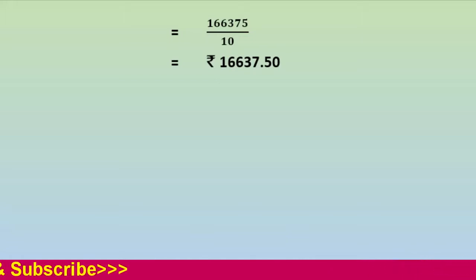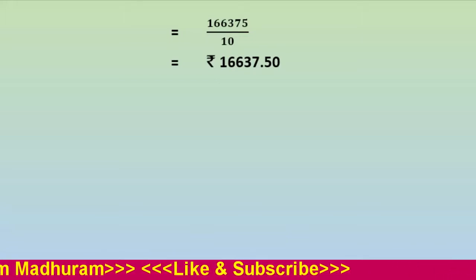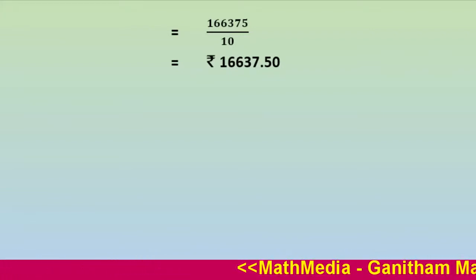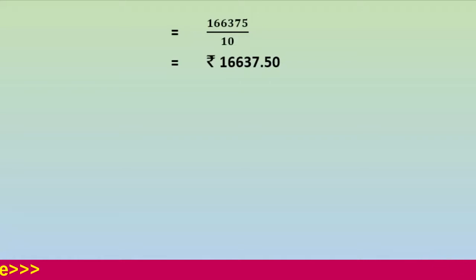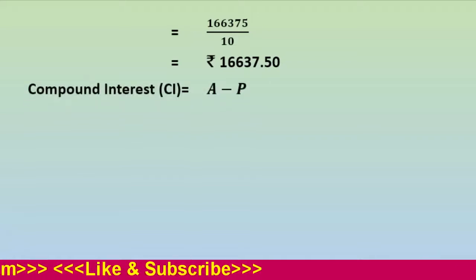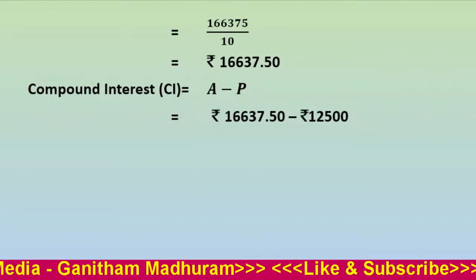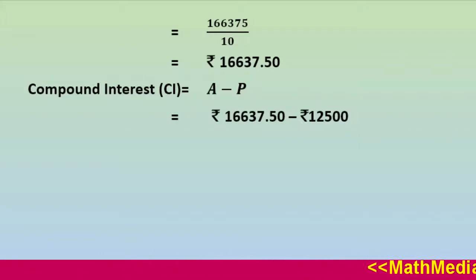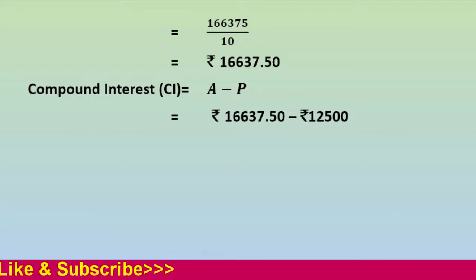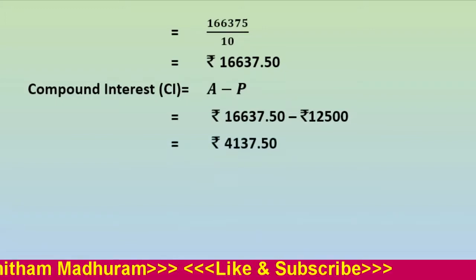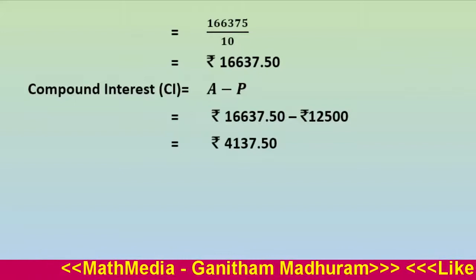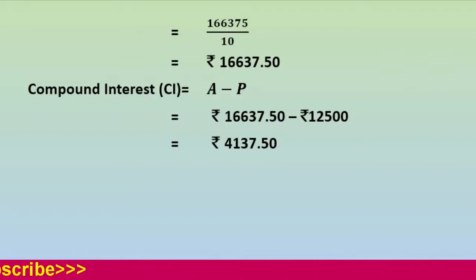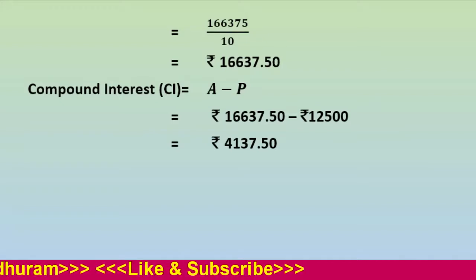Now we have to find the compound interest to be paid. So children, do you remember the formula of compound interest? Yes, that is amount minus principal. Now you substitute the values over here. So we get rupees 16,637.50 minus 12,500. After subtracting, we get rupees 4,137.50 as the compound interest.